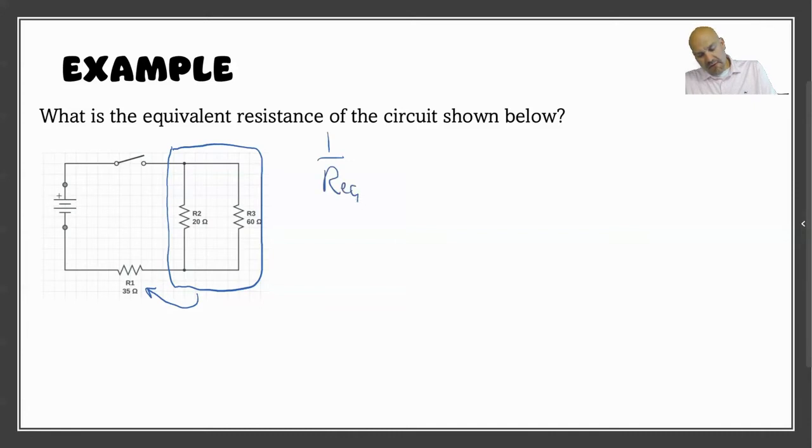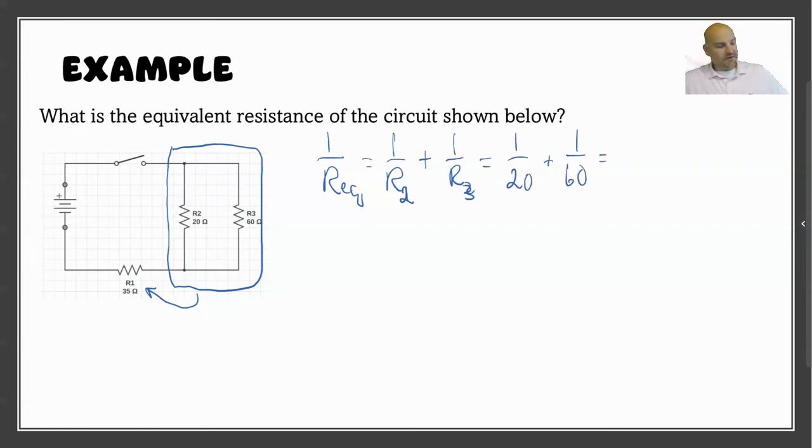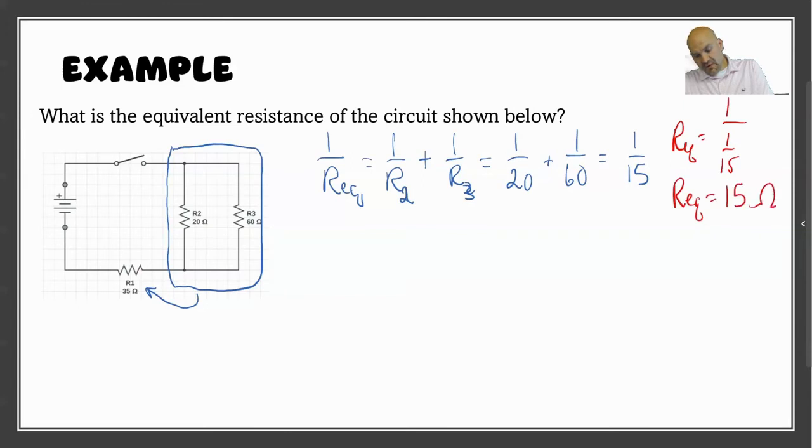So let's deal with the parallel. I'm going to do 1 over R1 plus 1 over R2. Or sorry, this is going to be R2 and R3. So 1 over R2 would be 1 over 20, R3 is 60, right? And so that's going to end up being 1 over R of 1/15. And then I take the inverse of it. So REQ would be 1 over 1/15, which tells me that this is going to be 15 ohms. So now I know this is essentially equivalent to 15 ohms.